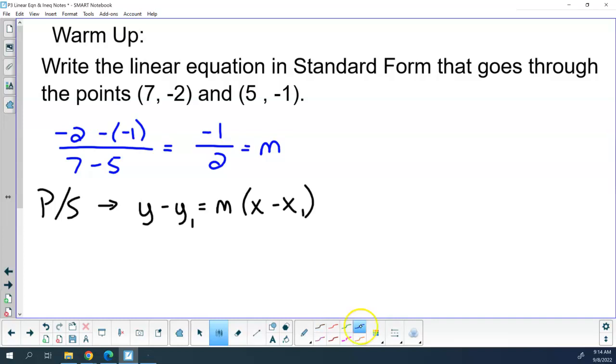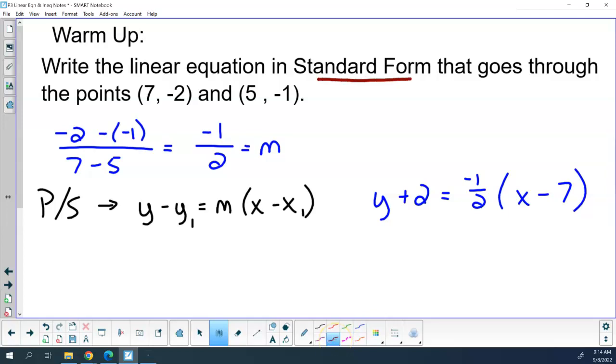So that's going to become y minus -2 equals -1/2 times the quantity x minus 7. Yes? Okay, now it said we need it in standard form. What are the 2 kickers from Tuesday with standard form? Kicker number 1 is x and y are on the same side. Do I have that right now? No, I don't. So I'm going to have to do some stuff. What's kicker number 2? No fractions. Yep. Do I have fractions? Yeah. Which one do you want to do first? Do you want to get rid of the fractions, or do you want to move the stuff? Let's get rid of the fractions first. So how can I get rid of the fractions in this equation?